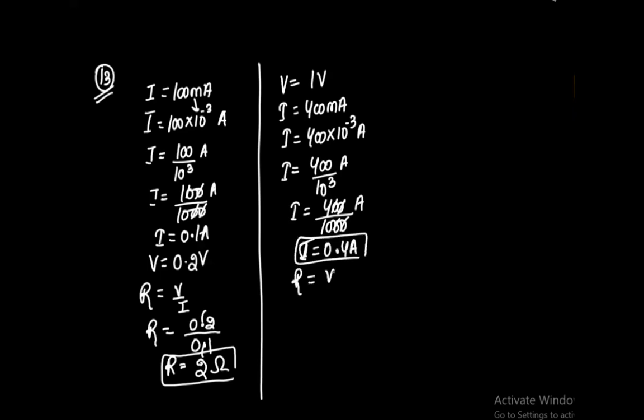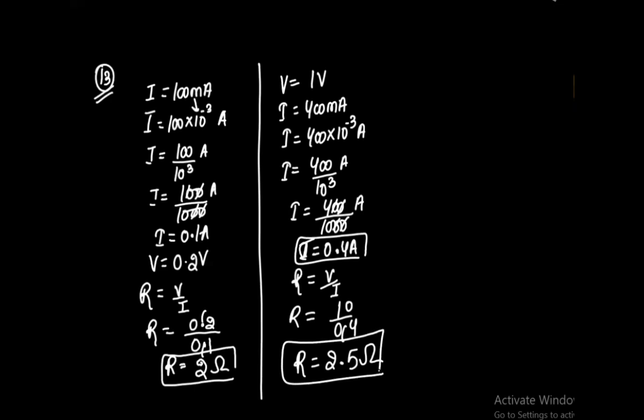Formula of R is V upon I. What is V? 1 upon 0.4. Remove the decimal. Coming as 2.5 ohm. Now there is a question.